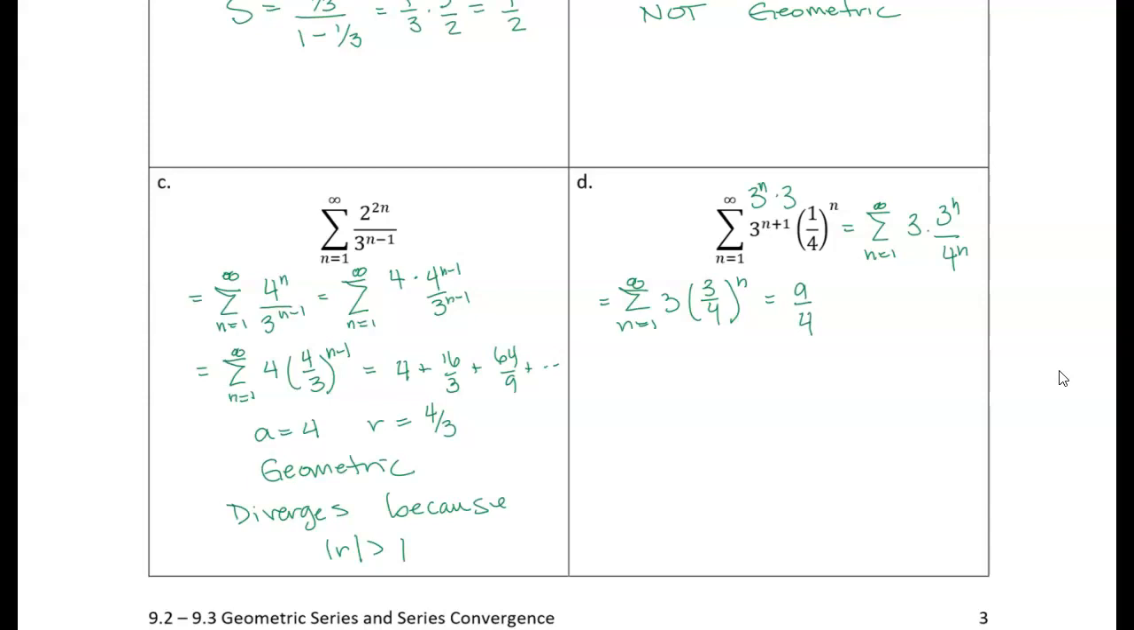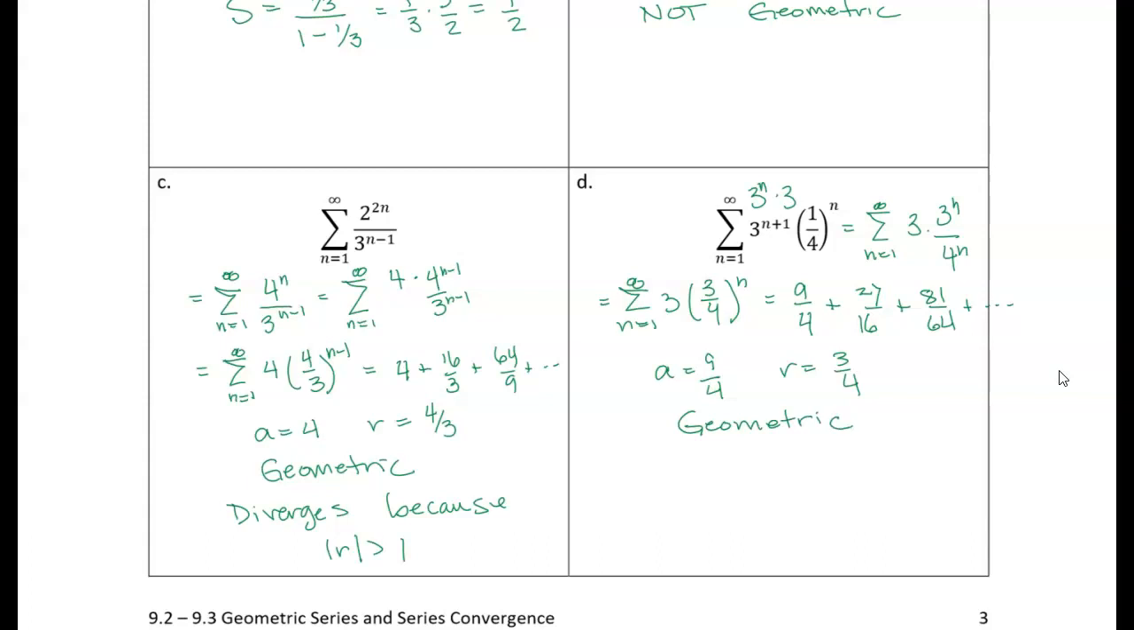Okay, and then we're just multiplying by 3/4 every time, so it's going to be 27 over 16, right? And then plus 81 over 64, and so on. So our first term is 9/4, and our common ratio is 3/4. So it is geometric because it has that common ratio.